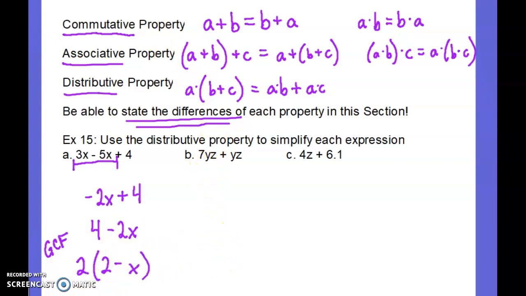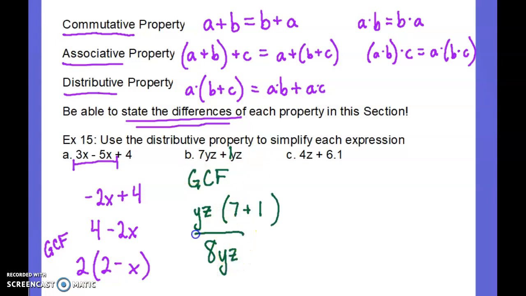So same thing with the next one. Really, greatest common factor, if you're familiar with that phrase. If not, we'll practice it more down the road, where the y and the z are shared. So yz times what would give you 7yz? You would say 7. And then yz times what would give you 1yz? You would say 1. And that's actually why you get 8yz when you combine things together. I'm not sure if you're well versed in that or not.